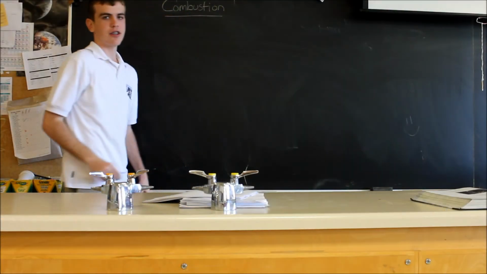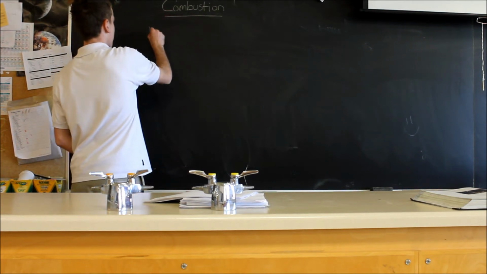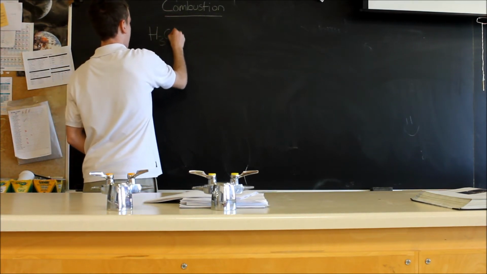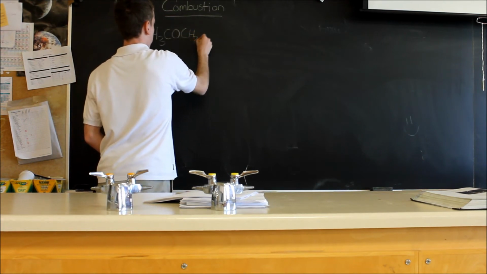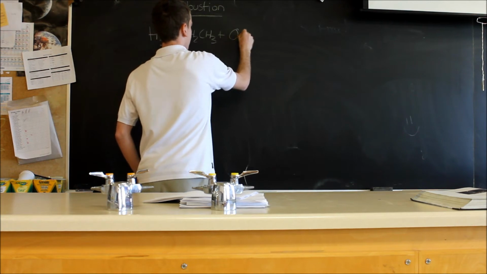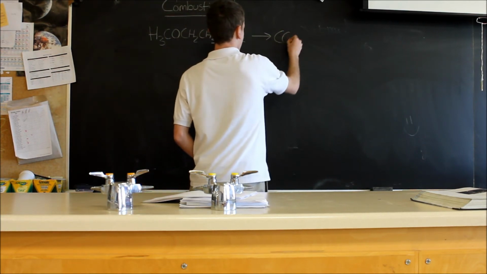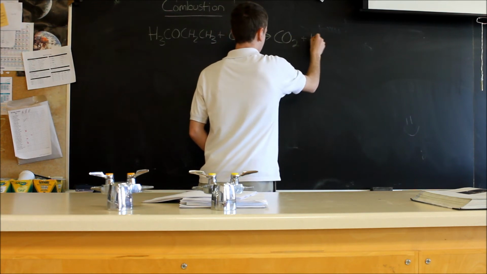An example of a reaction that uses an ether in its reactants is a combustion reaction. So let's take methoxyethane and then react it with oxygen. And just like any combustion reaction, the products are always going to be CO2 and H2O.